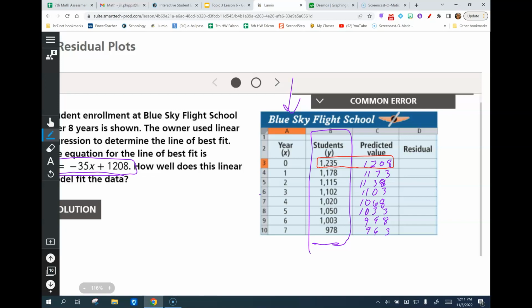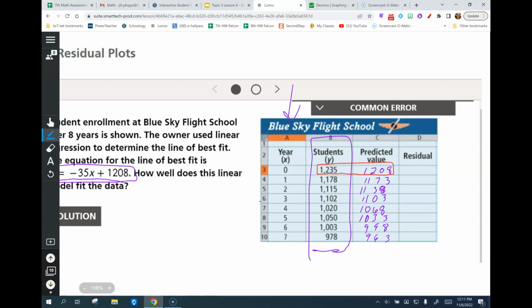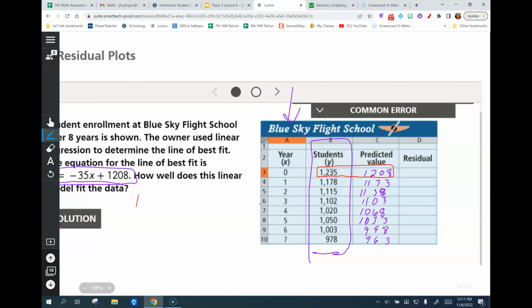So what we're going to do is subtract 1235 minus 1208. We're going to sometimes get positive numbers, sometimes negative numbers. So 1235, and we always have to take actual minus predicted. On my first one, I am taking 1235 minus 1208, and I'm going to take my calculator and subtract that. And I get 27.